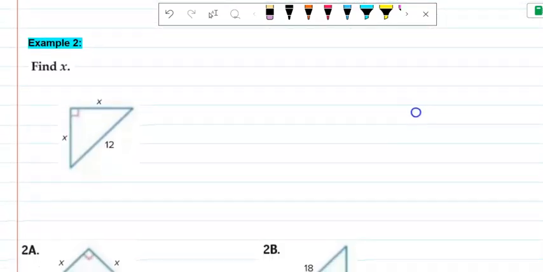All right, let's do one more. I think we'll be good here.